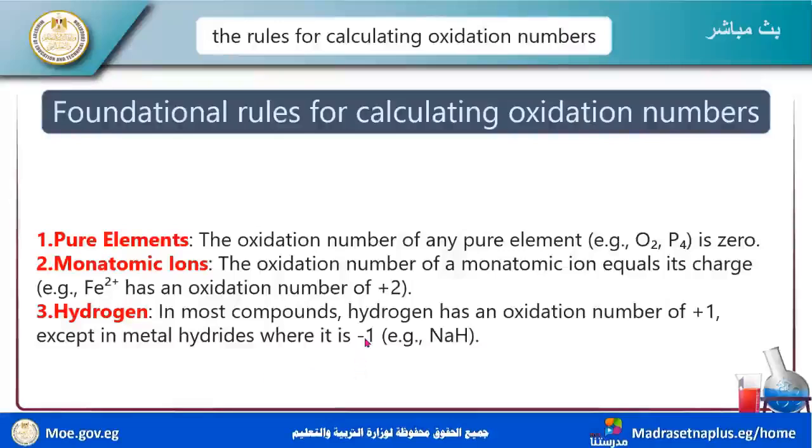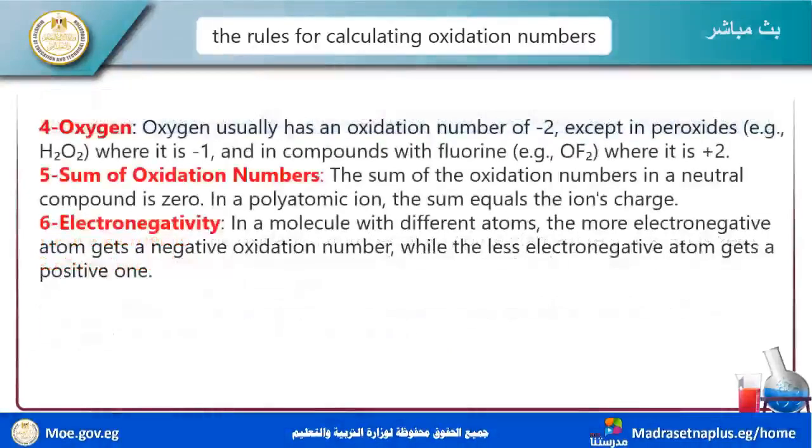This is anomalous. Sodium hydride. Now we have number 4, oxygen. Oxygen usually has an oxidation number of negative 2, except in peroxides, H2O2, hydrogen peroxide, sodium peroxide. Oxygen here is negative 1, because hydrogen is positive 1 times 2 equals positive 2, so oxygen is negative 2 over 2, so the oxygen oxidation number equals negative 1.